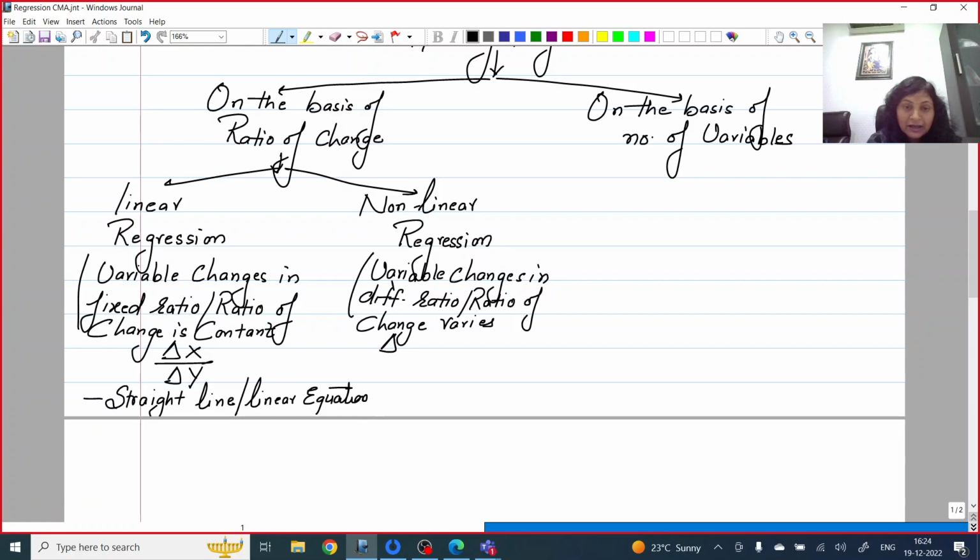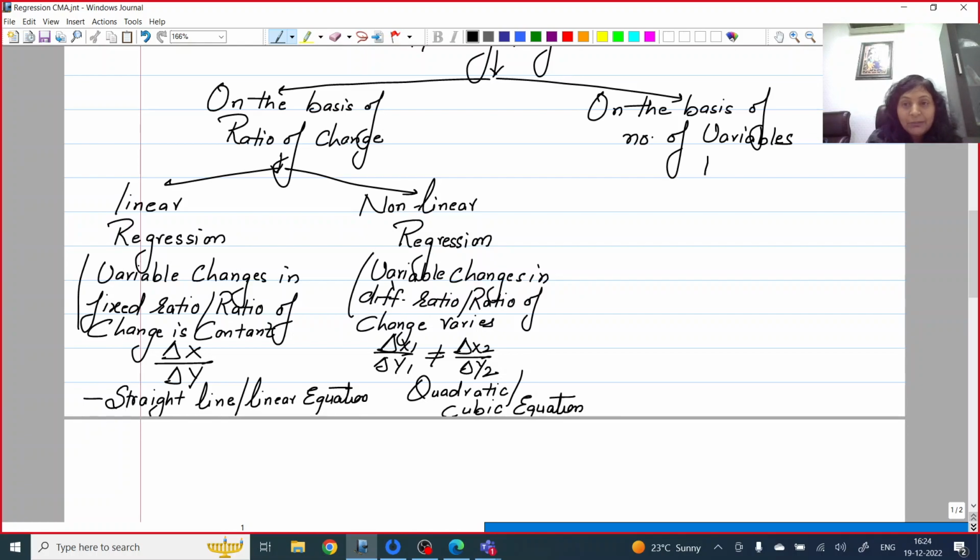So we say if change in x1 upon change in y1 is not equal to change in x2 upon change in y2, that is called non-linear regression. And it is generally represented in the form of a quadratic or cubic equation. So this is called non-linear regression.